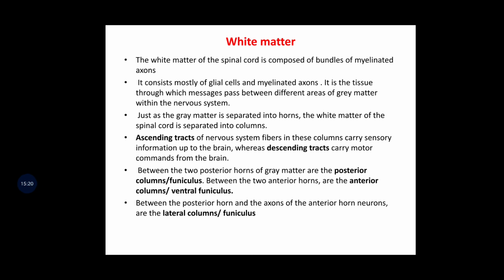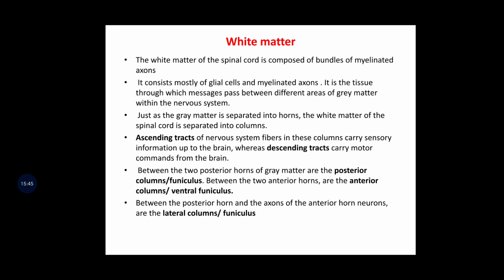Now, white matter is one of the two components of the central nervous system. It consists mostly of glial cells and myelinated axons, and they form the bulk of the deep parts of the brain. It is the tissue through which the message passes between the different areas of grey matter within the nervous system. Now, this white matter of the spinal cord is separated into columns, just like grey matter is divided into horns.